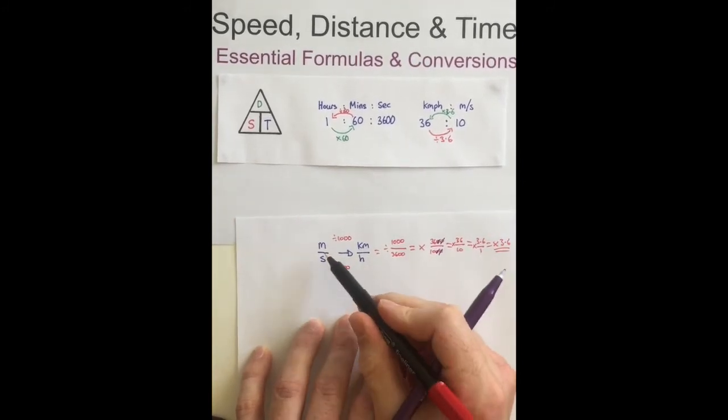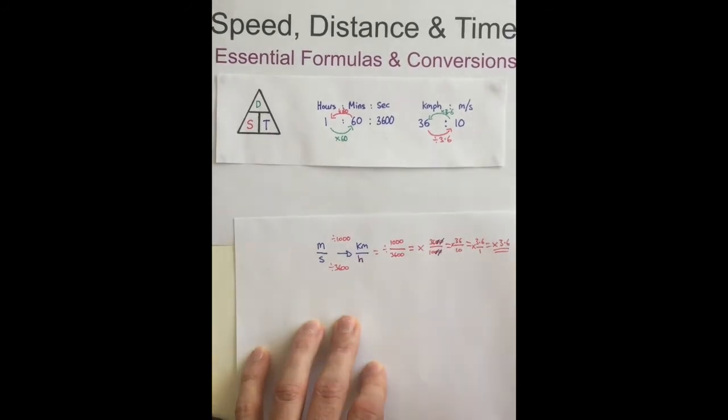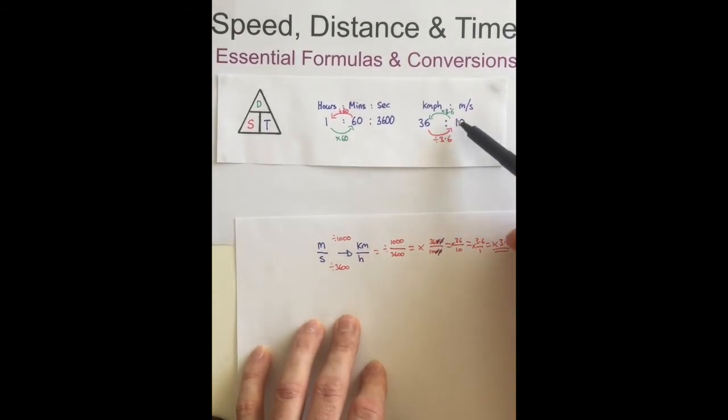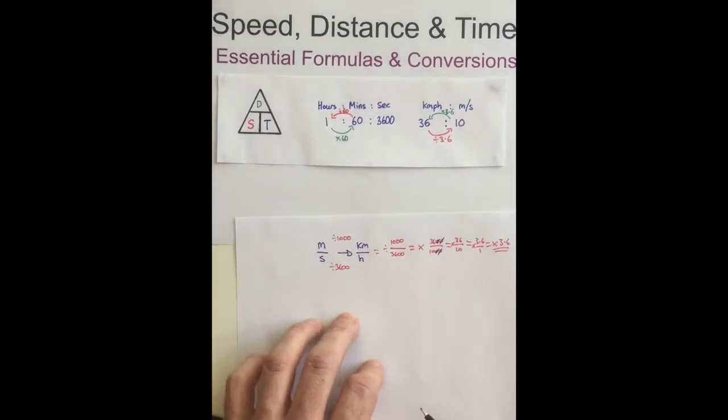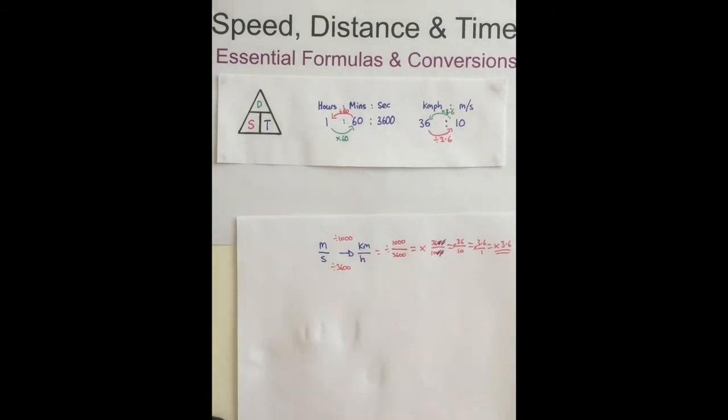So to go from meters per second to kilometers per hour, I've got to times by 3.6. I realise I've used the wrong colour there.